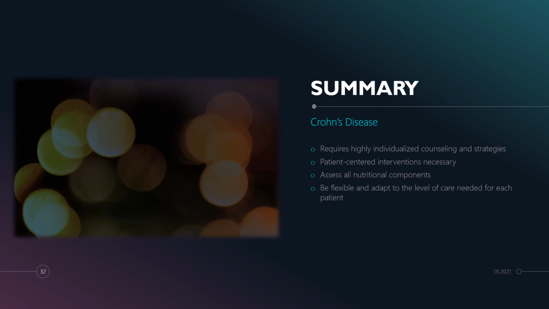So really, in summary, based on this whole case study, I think the biggest takeaway here is that IBD and Crohn's disease is so highly individualized. There is no right or wrong way to go about it. There is no correct counseling strategy that needs to be applied. It needs to be so patient-centered, and your interventions need to be tailored exactly to the patient that you're seeing. Otherwise, you're not going to see successes. So I think ultimately that is the biggest takeaway that I've seen from doing this case study.